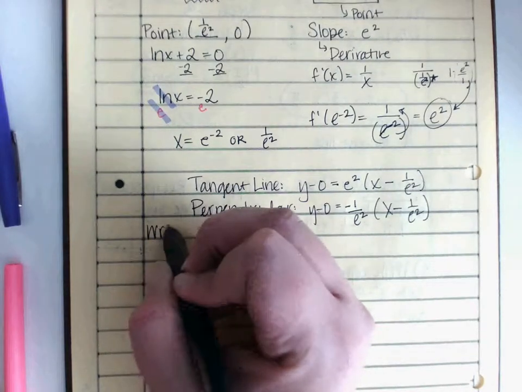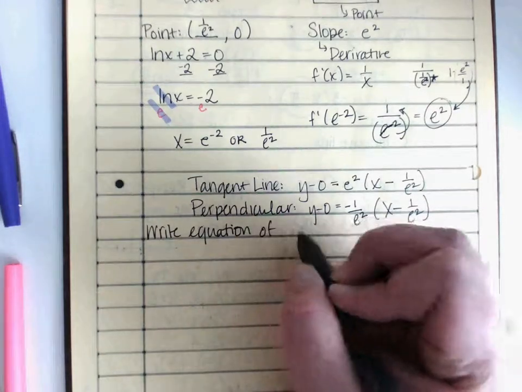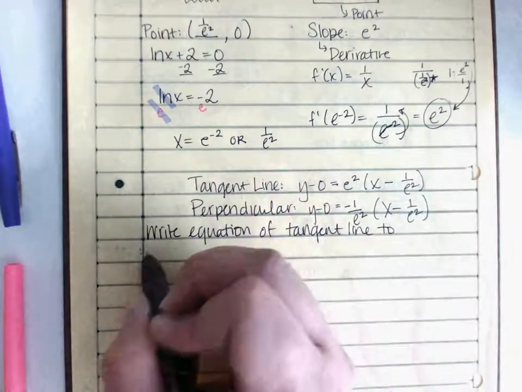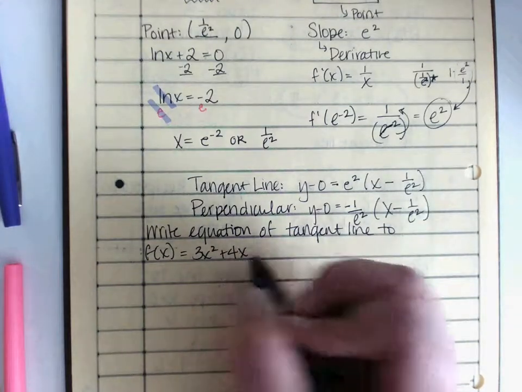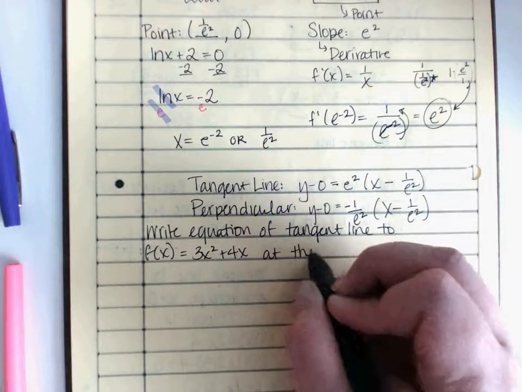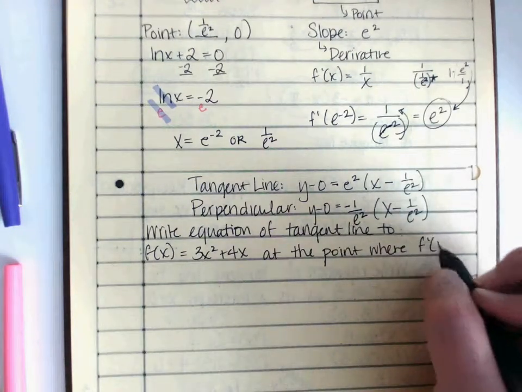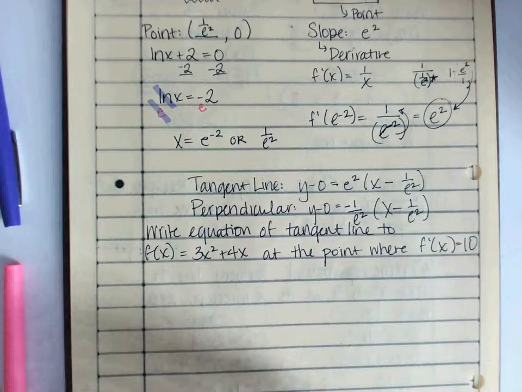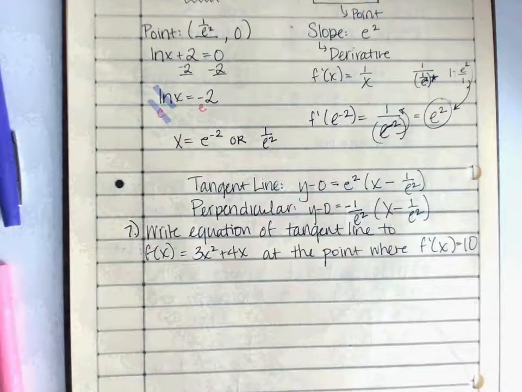Write the equation of the tangent line to f of x equals 3x squared plus 4x at the point where f prime of x is 10. Okay, and I sort of lost count of my numbers here, so let's see. That was 5, this is 6. That makes this guy number 7.